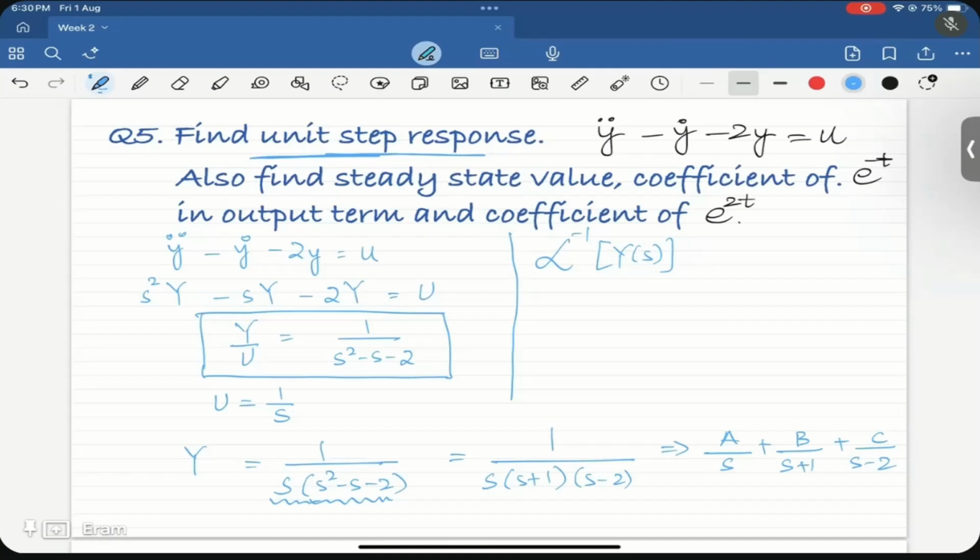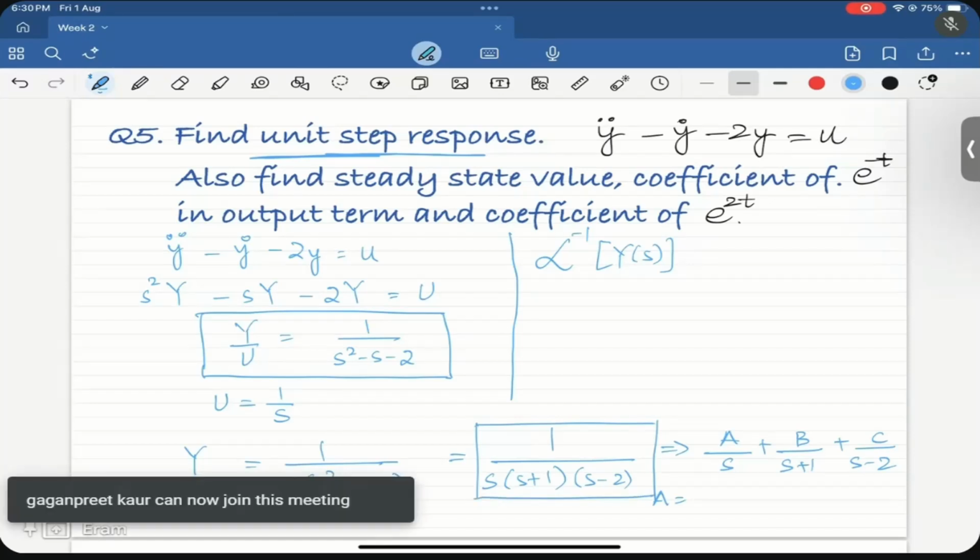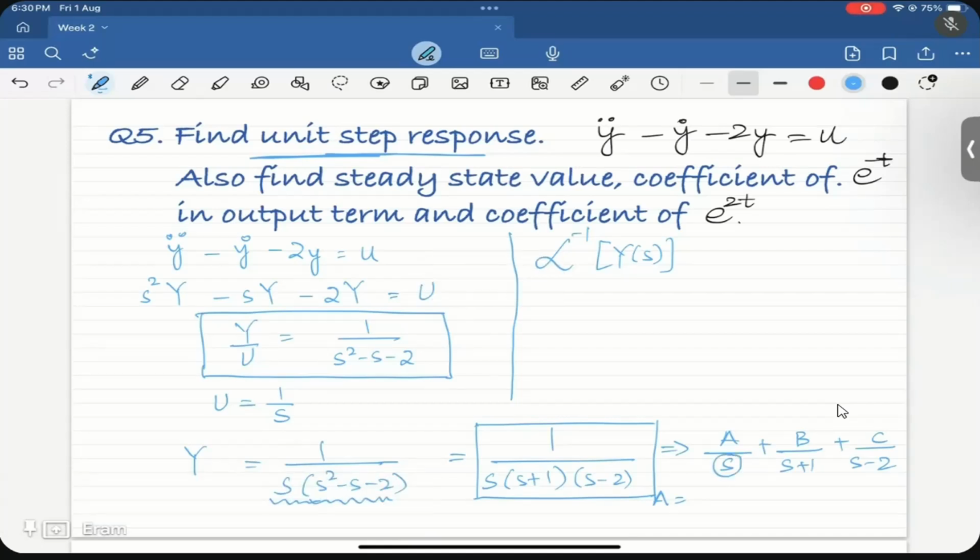a is -1 by 2. So to find out a, you just have to multiply this transfer function with s. Okay, whatever we have in the denominator, and then put s equals to 0. So that will give you -1 by 2. And similarly, what will be b? Multiply with s plus 1 and put s equals to -1. Okay. So it will be 1 by 3. Now similarly, what will be c? 1 by 6.